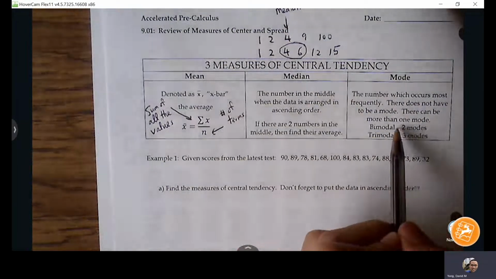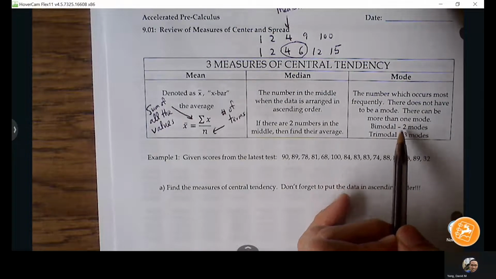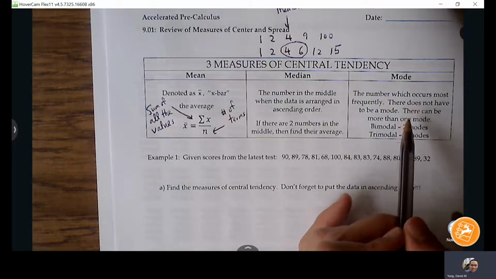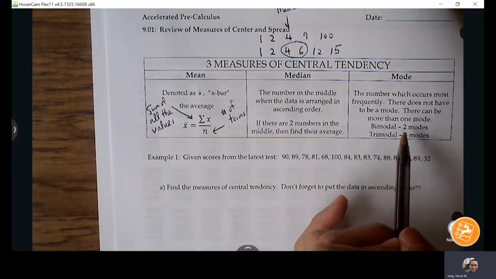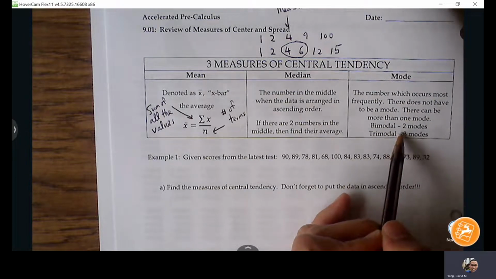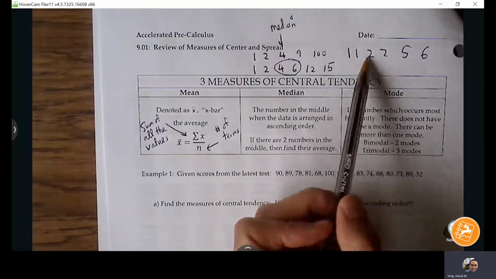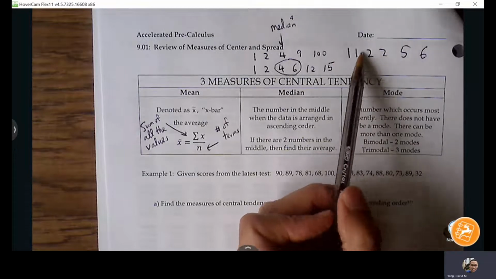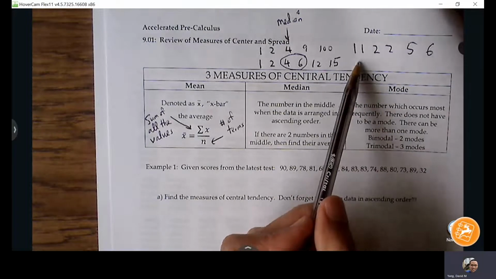Mode is a number which occurs most frequently. There does not have to be a mode, and there can be more than one mode. So the number that recurs most frequently, I think we only consider this if it's more than one, right? So if every number appears just once, then there's no mode. Only if it starts duplicating, then like bimodal will have 2 modes, trimodal will be 3 modes. So for instance, if I had 1, 1, 2, 2, 5, 6, I'll have 2 modes, right? This is bimodal because I have 1 showing up the same number as 2's. There's 2 of each. So there's 2 modes here.